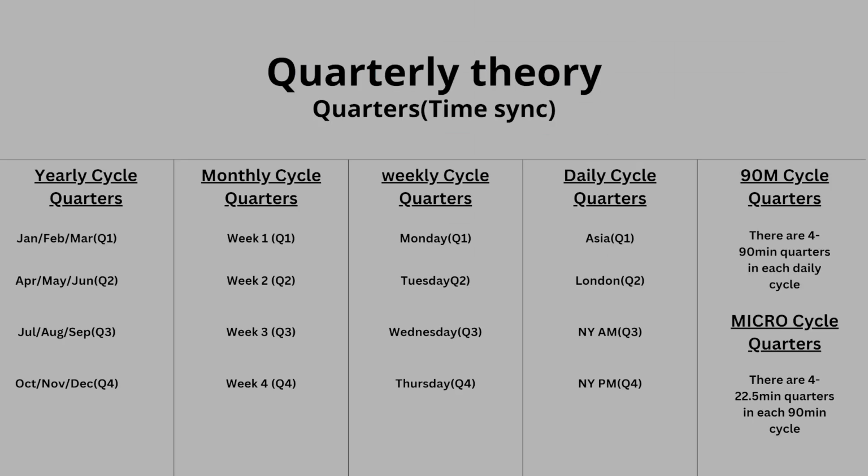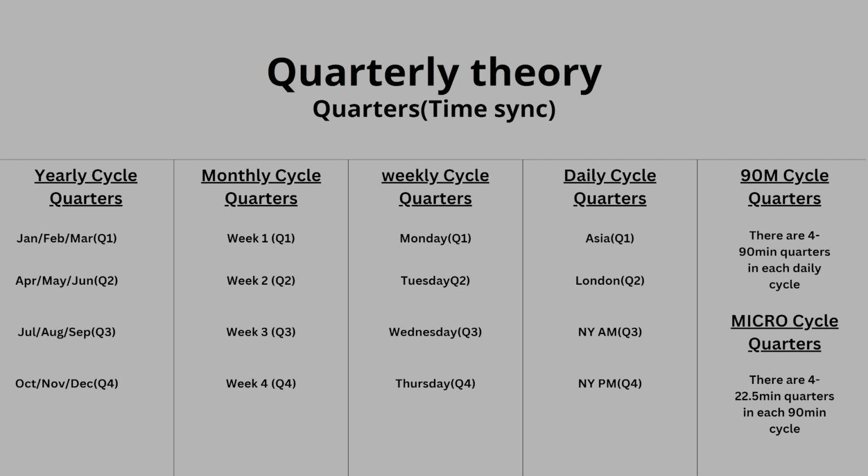Now let's move into quarterly theory, which gives you context on when these SMTs are most likely to happen. So we have the yearly cycle quarters: Jan, Feb, March, Q1. Each 3 months is a specific quarter in the year, as you can see there. And then we have the monthly cycle quarters, which are 4 weeks in a month, so we split it up into 4 quarters. And then the same with the weekly cycles: we have Monday, Tuesday, Wednesday, and Thursday.